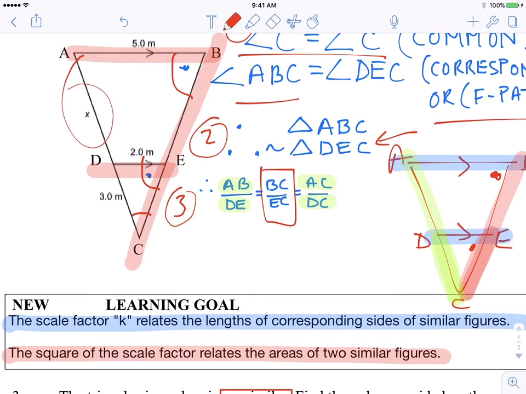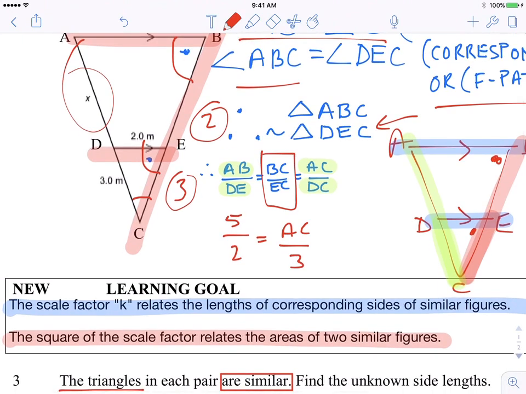Do we know the length of AB? Yes, it's 5. And do we know the length of DE? We know the length of DE is 3. Oh, sorry, is 2. And then I'm going to use AC over DC. The length of AC, we don't know. I'm just going to call it AC. And then DC, we know is 3. We don't know the full length, but we know that from D to C is 3.